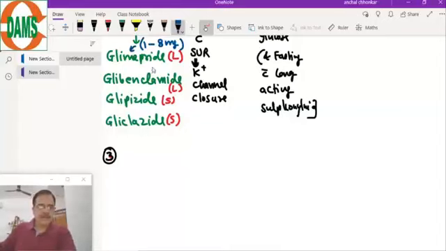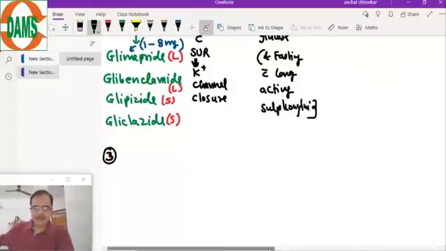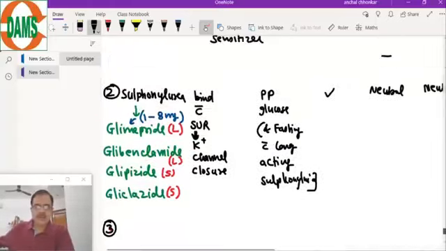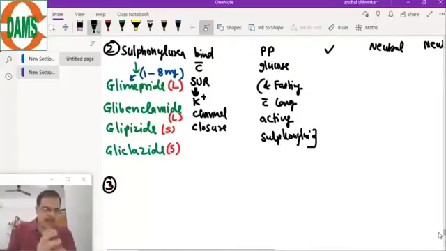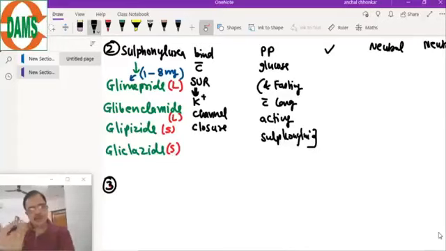Now come to the number third agent. Number third agent is the thiazolidinediones. Before food or after food, remember this point. If PP values are to be controlled, the drug action should have started. Therefore they are given before the meals, because we want to control the postprandial sugars. Postprandial sugars will be best when they are given before meals. So sulfonylureas should be given before meals.